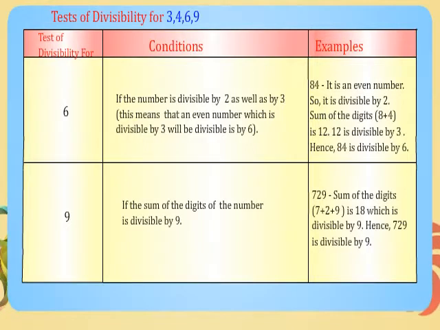For number 9, the condition is if the sum of the digits of the number is divisible by 9. For example, 729, sum of the digits 7 plus 2 plus 9 is 18, which is divisible by 9. Hence, 729 is divisible by 9.